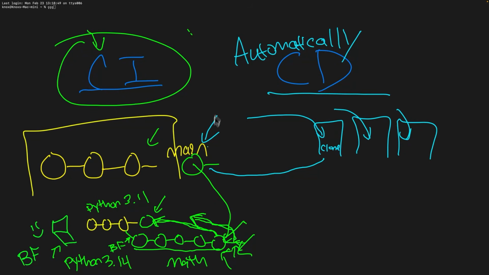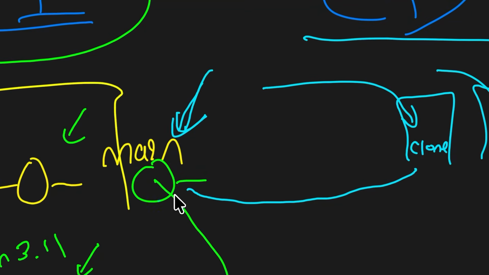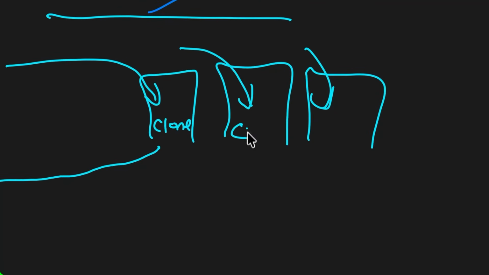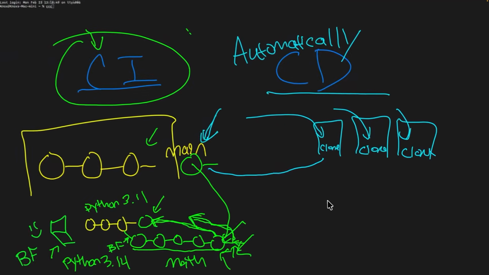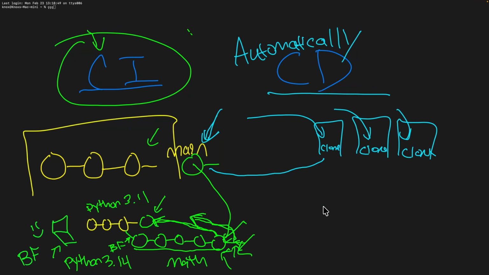But what it will do is it will say, okay, I now see there is a new version of the code available for me. It is time to clone all of that code onto these servers, restart the services, and get them up and running. So it will automatically deliver the code into your environment.